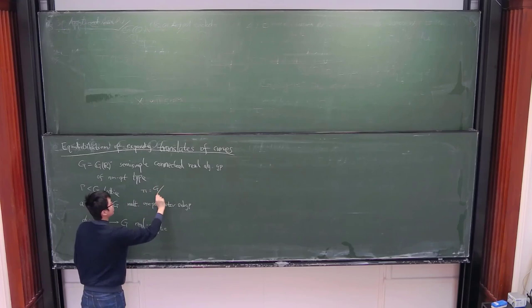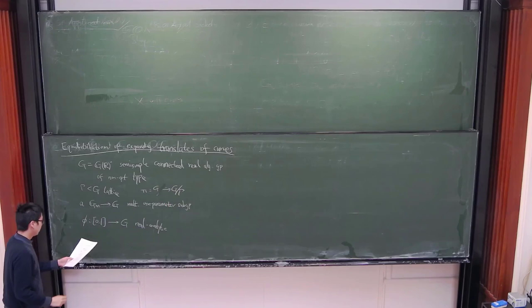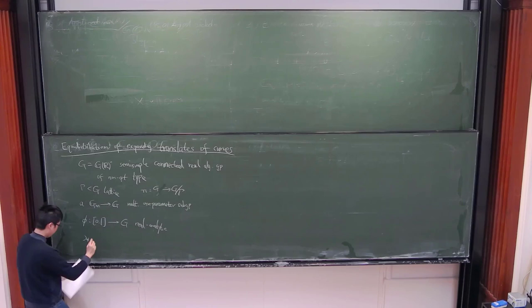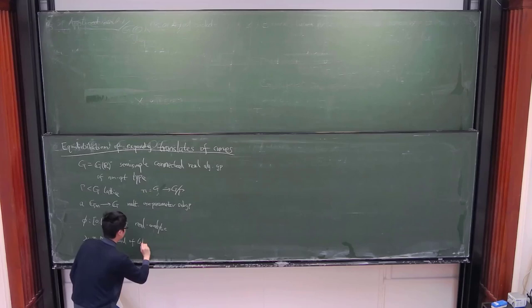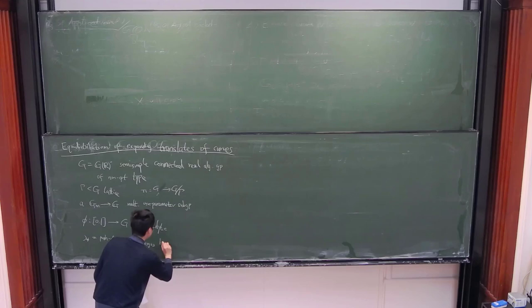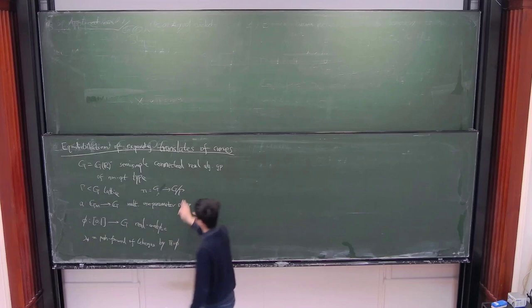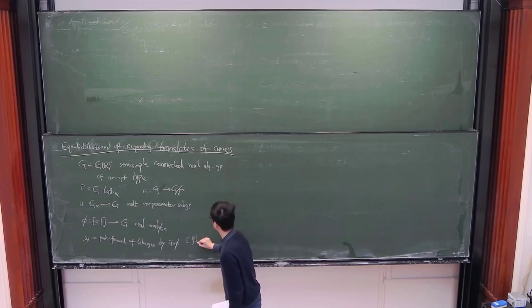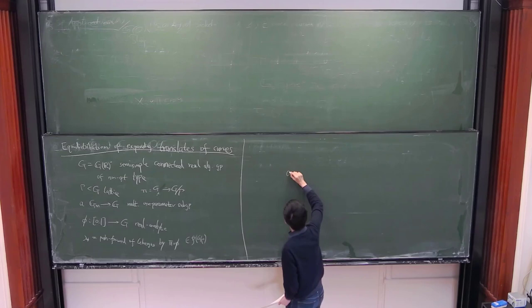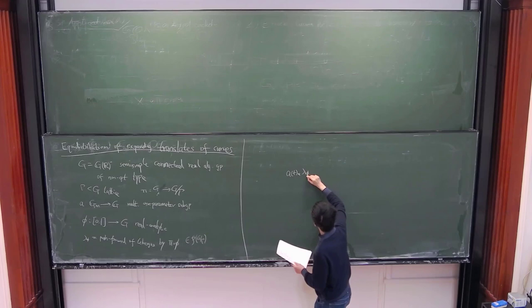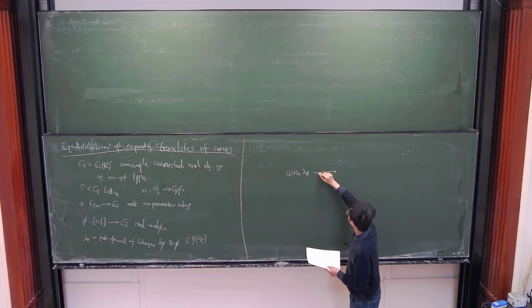Projection from G to G mod gamma. So we can push forward the Lebesgue measure on the 0-1 interval, and we get a probability measure on G mod gamma. And now the game is that we look at this, we translate it as t goes to infinity.